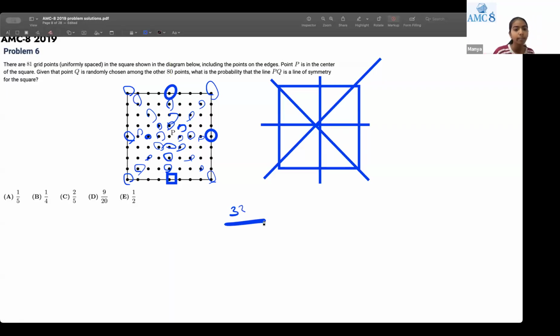blue circles here. And then there's going to be 81 minus 1, since point Q cannot be the center point P. So 81 minus 1 is equal to 80. So 80 total possibilities. So 32 divided by 80 is equal to 4 over 10, which is equal to 2 over 5. And that's how we got our answer choice C.